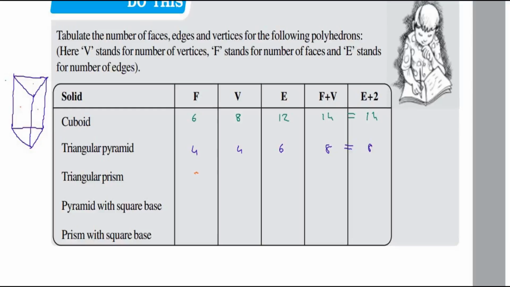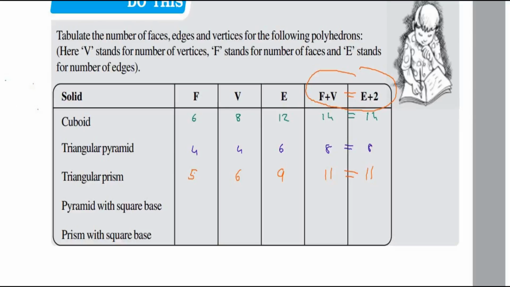Sorry. 5 faces. How many vertices will it have? How many sharp points? So 1, 2, 3 at top and 3 at the bottom. So 6. How many edges will it have? So see, 3 up here at the top, 3 at the bottom, and 3 in the side. So again 9. Let's add out 5 plus 6, 11. 9 plus 2, 11. Same, yeah, we are right. Our answer is right. See, if these two become equal, this formula, then we know our answer is right. So I have a triangular prism. Now I have a next figure.